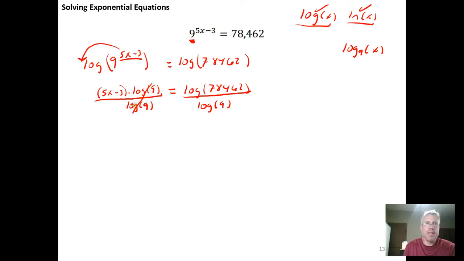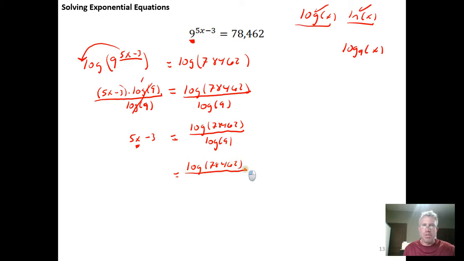So this divided by this is 1. That's going to leave us with the 5x minus the 3. And I still have the log of 78,462 over log of 9. And now I need to isolate that x, so I'm going to add 3 to both sides. That's going to give me log 78,462 divided by log of 9.